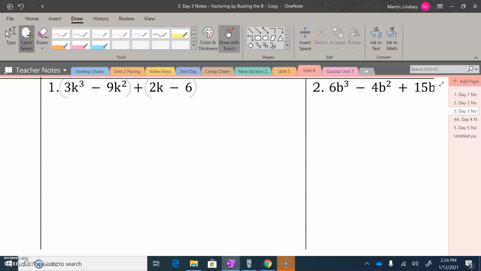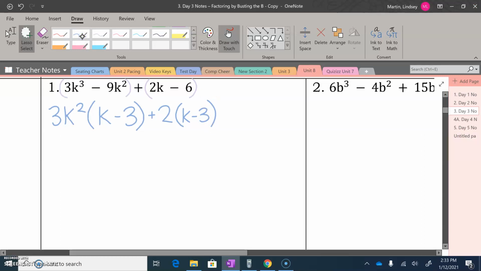Now we're going to take the GCF from each group. If you need to make the chart for each group, you're more than welcome. The GCF for my first group is going to be 3k squared, and that's going to leave me with k minus 3. And then my GCF from the second group is going to be 2, and that leaves me with k minus 3.